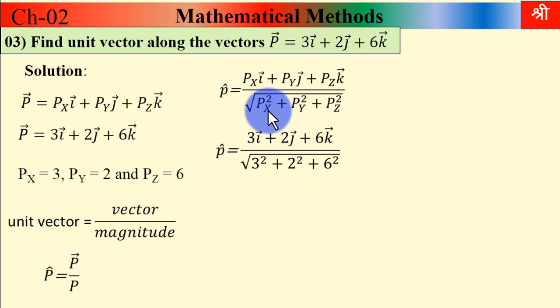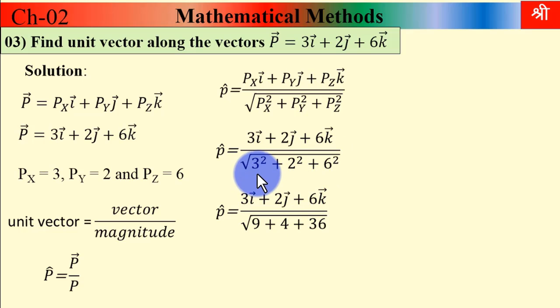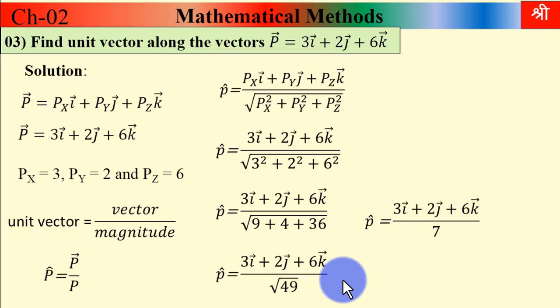So we get this. px is 3, so 3 square. py is 2, so 2 square. And pz is 6, therefore 6 square. Now solve this. 3 square is 9, 2 square is 4 and 6 square is 36. Now add this. 36 plus 4 that will be 40, 40 plus 9 that will be 49. And square root of 49 is 7.